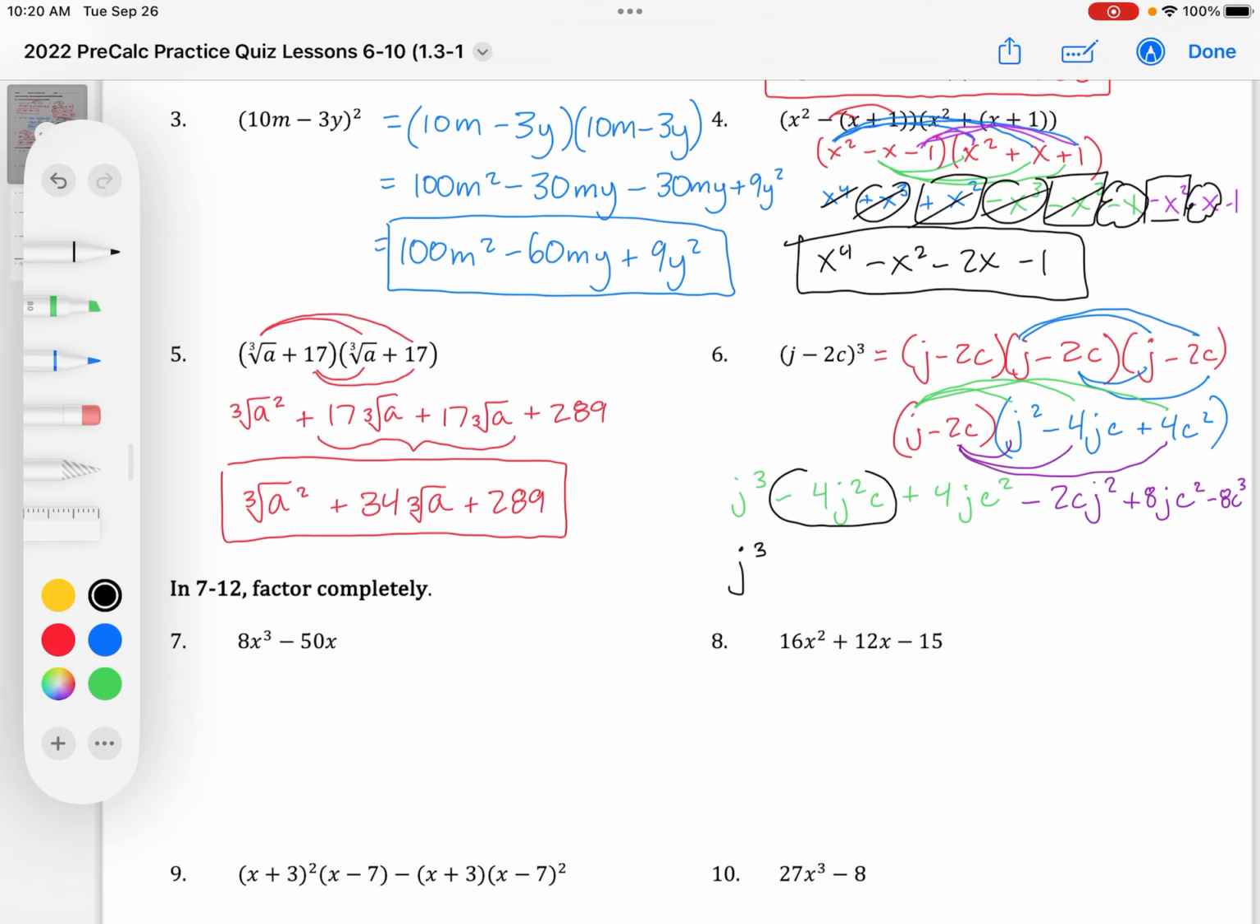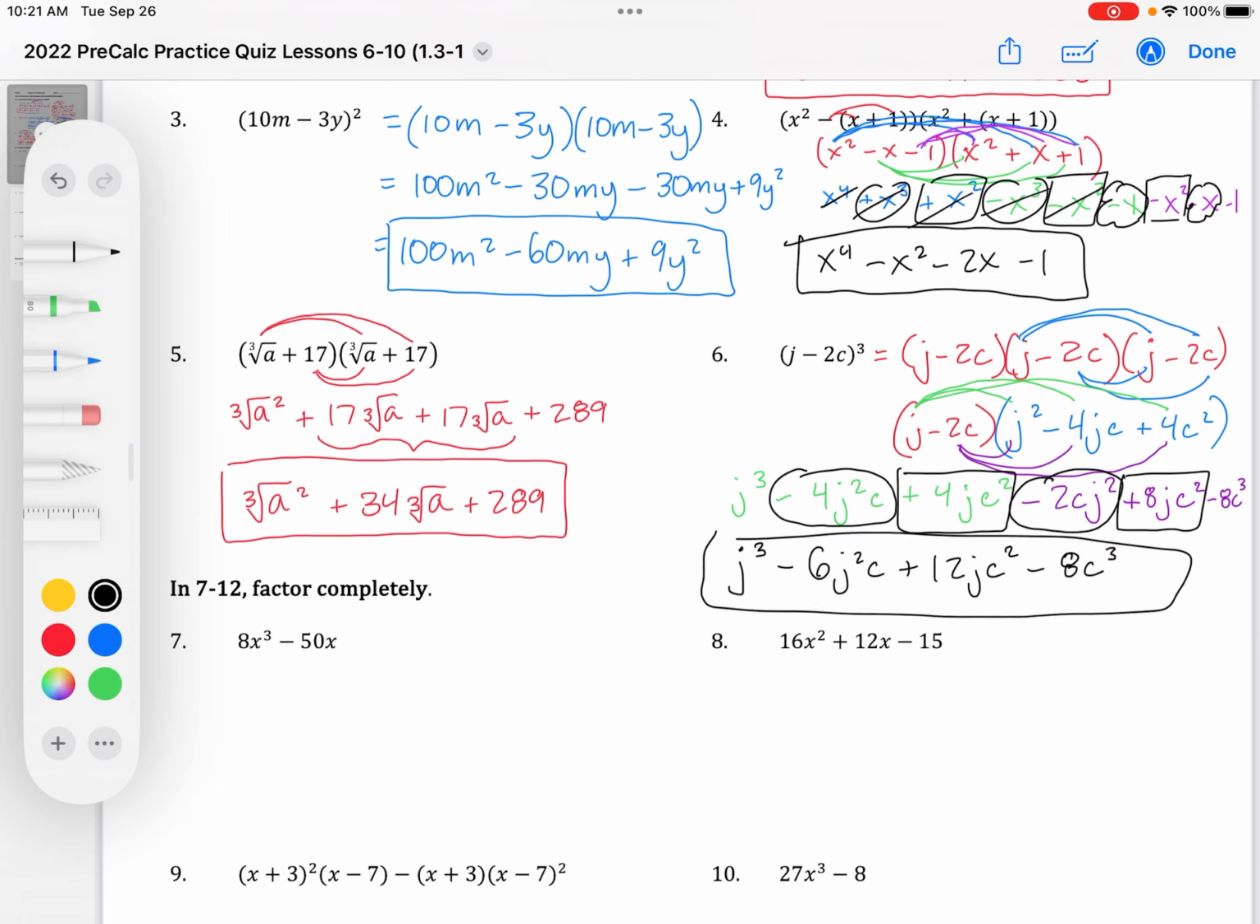But this minus 4j squared c is like this, as the variable parts are the same. So that is going to give us minus 6j squared c. And then this plus 4jc squared plus 8jc squared, that will give us 12jc squared. And then at the end, we still have the minus 8c cubed. And then that is as simplified as that will get.